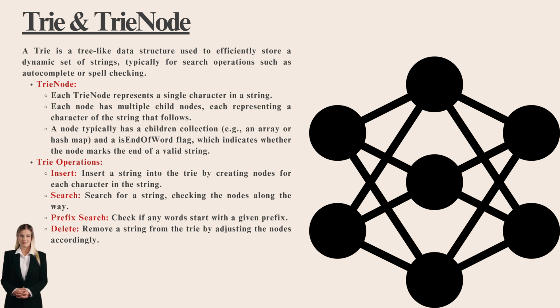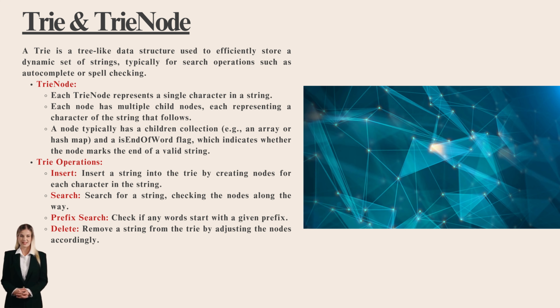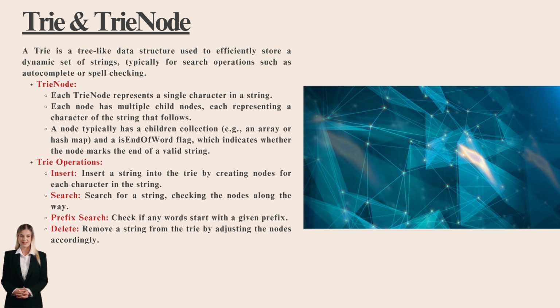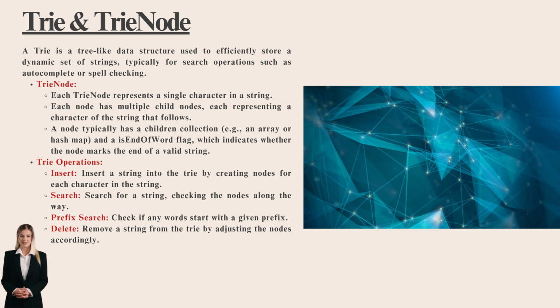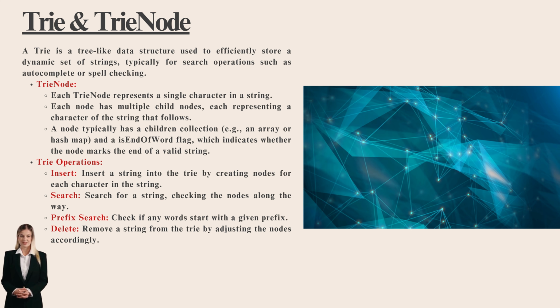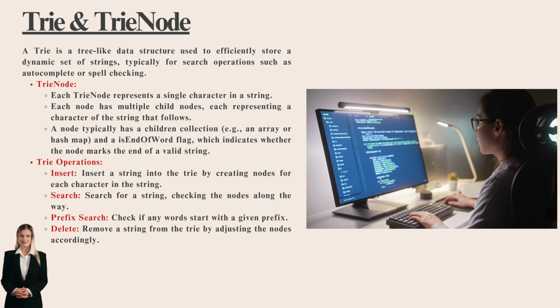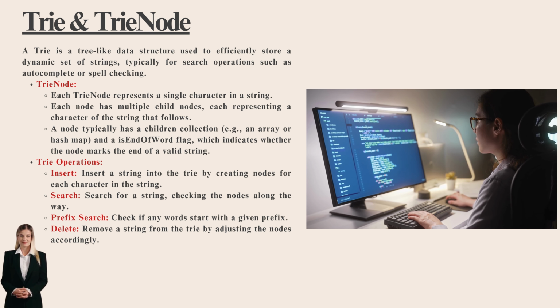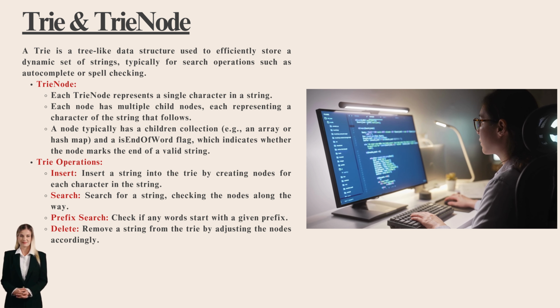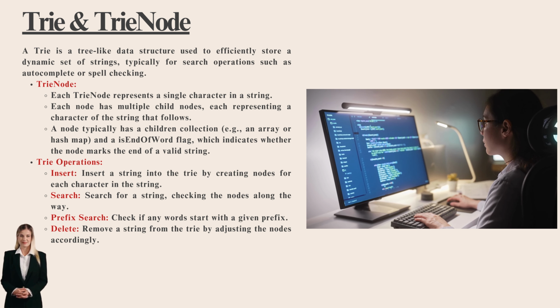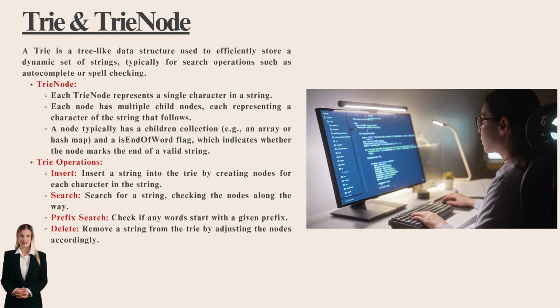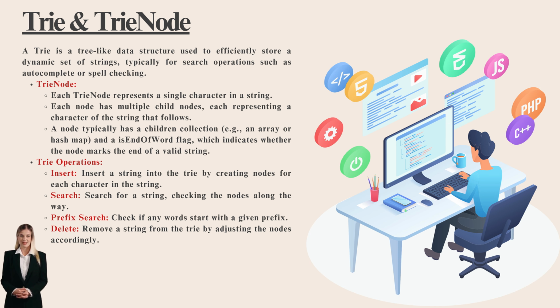Trie node. A trie is a tree-like data structure used to efficiently store a dynamic set of strings, typically for search operations such as autocomplete or spell checking. Trie node. Each trie node represents a single character in a string. Each node has multiple child nodes, each representing a character of the string that follows. A node typically has a children collection, for example an array or hash map, and an isEndOfWord flag, which indicates whether the node marks the end of a valid string.